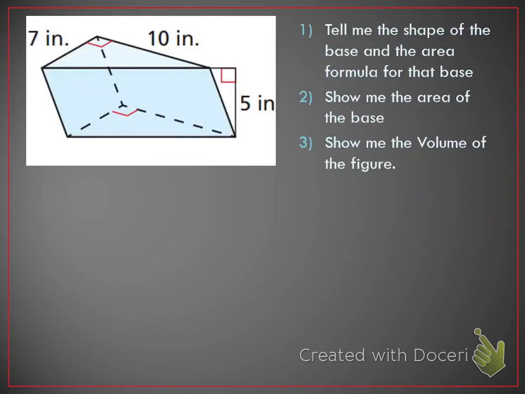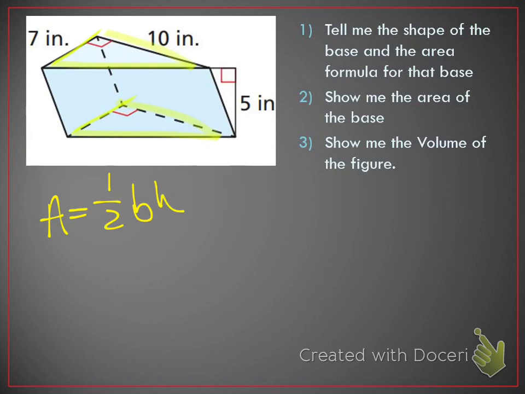So you are going to do the process. Number 1, tell me the shape of the base and the area formula for that base. Number 2, show me the area of the base. And then number 3, find the volume. Okay. Listen, we got 2 triangles. How do you find the area of a triangle?